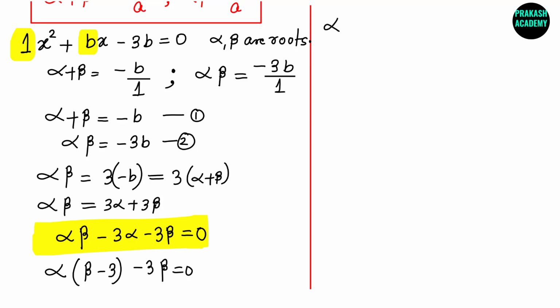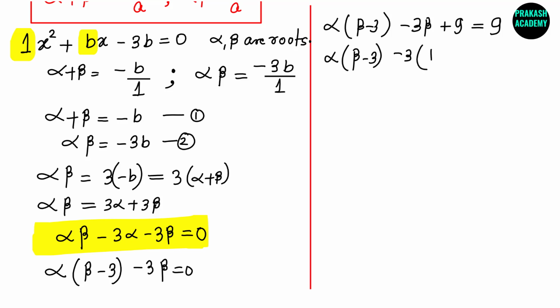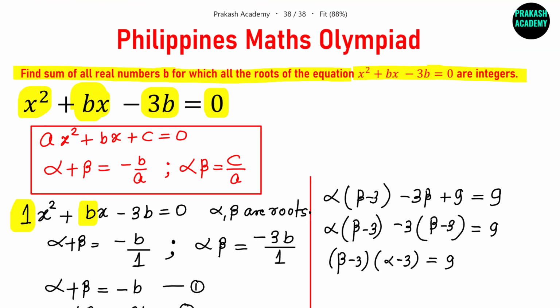Now here what I can do is add 9 to both sides. So I have alpha times beta minus 3 minus 3 beta, and I add 9 to the left hand side as well as the right hand side. Now I can take minus 3 common, then I will have beta minus 3. Furthermore, if I take beta minus 3 common, then it will be alpha minus 3, and this is equal to 9. And in the question it is given that the roots are integers.